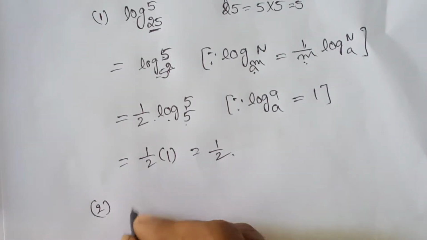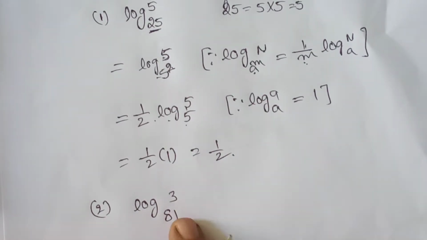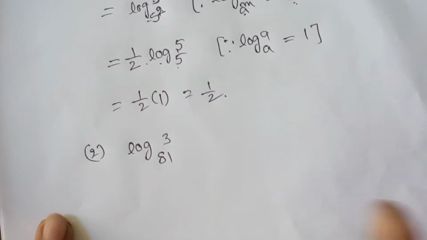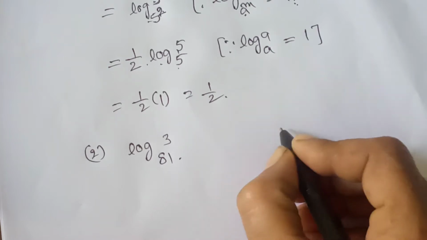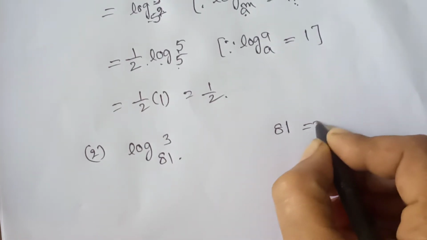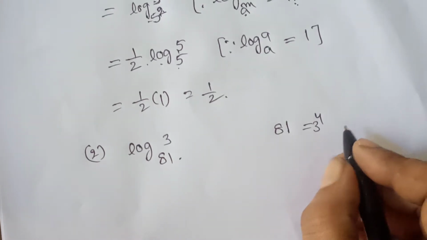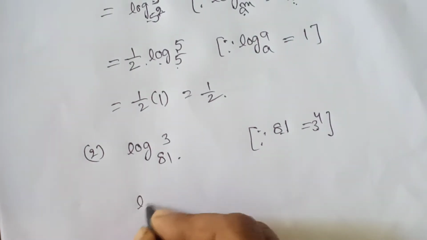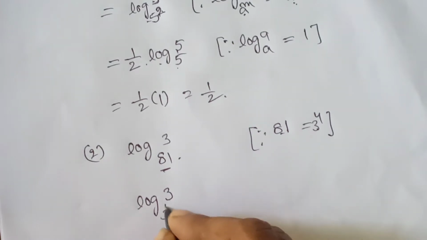Next problem, log 3 base 81. 81, this is the prime factorization method. 81 is equal to 3 power 4. 3 3s are 9, 9 3s are 27, 27 3s are 81. So log 3 base 81 means log 3 base 3 power 4.